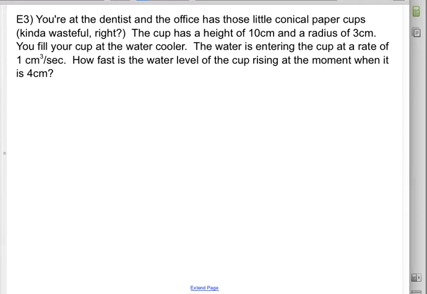E3, you're at the dentist and the office has those little conical paper cups. Kind of wasteful, right? The cup has a height of 10 centimeters and a radius of 3 centimeters. You fill your cup at the water cooler. The water is entering the cup at a rate of 1 centimeter cubed per second. How fast is the water level of the cup rising at the moment when it is 4 centimeters?